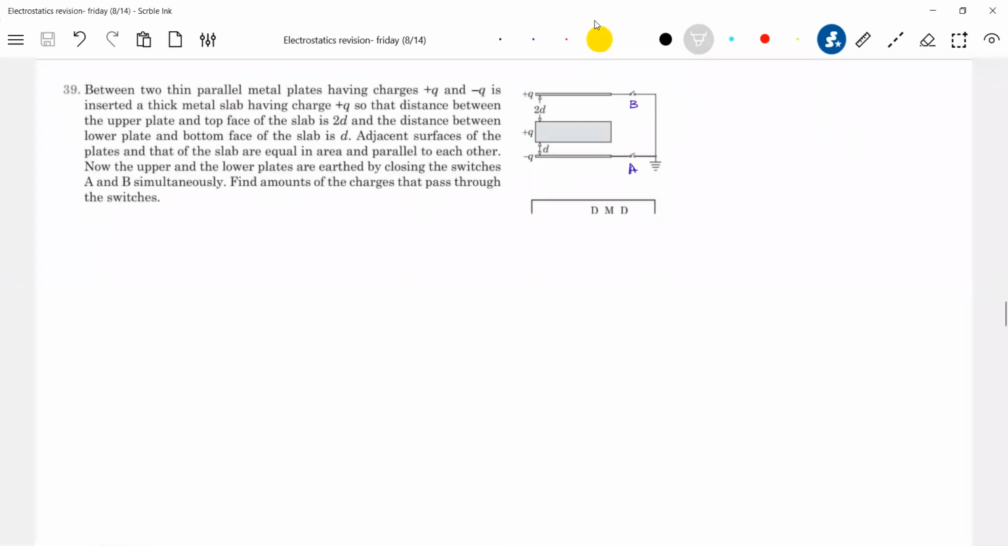Read the question. It's telling a thick metal slab having charge plus Q. I'm just moving to the conducting plates concept. Let's get the diagram. So this is the initial conducting plate, distance D and 2D.